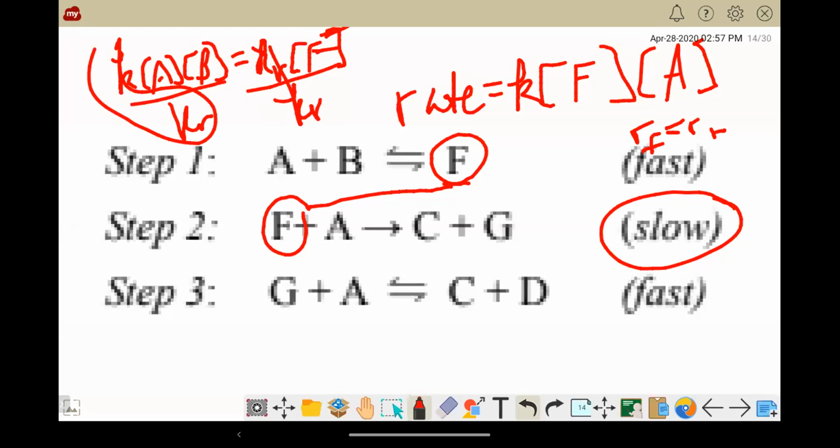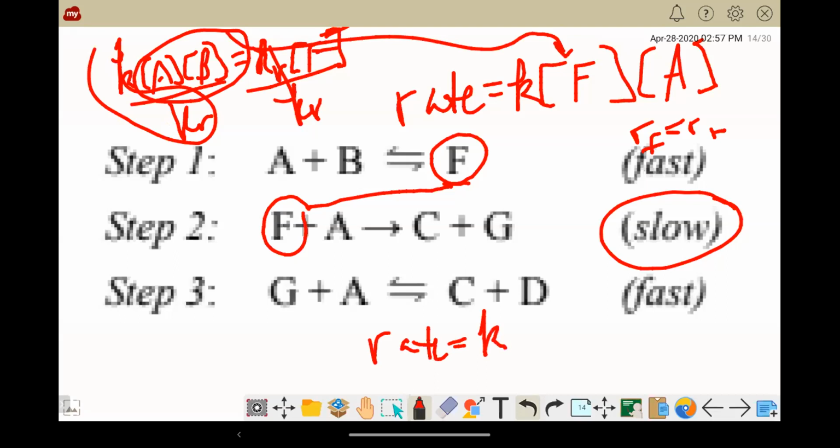And I can substitute in for the fluorine atom, or the F reactive intermediate, A times B. So rate equals A times B, which is going to be equivalent to F, times the A from the slow second step. And then, you know, we collect like terms. So K A squared times B.